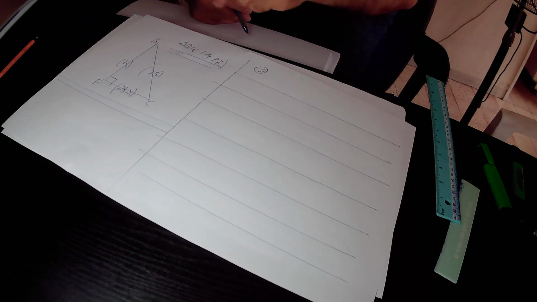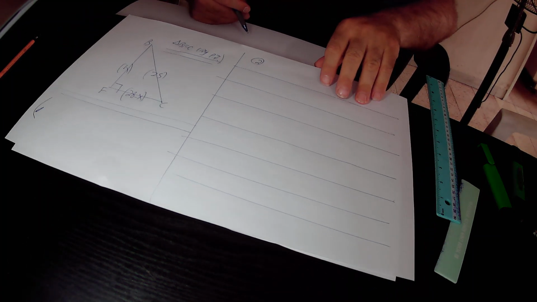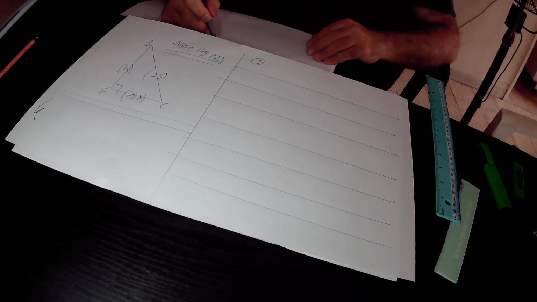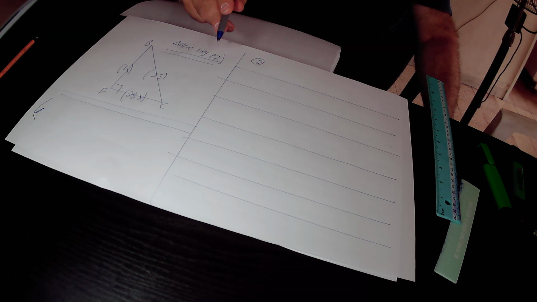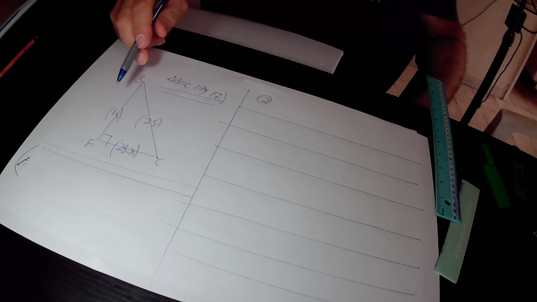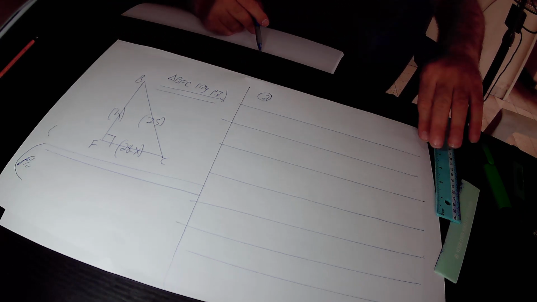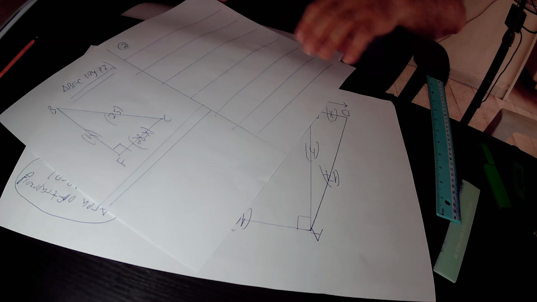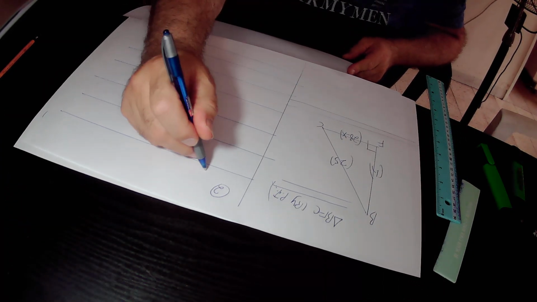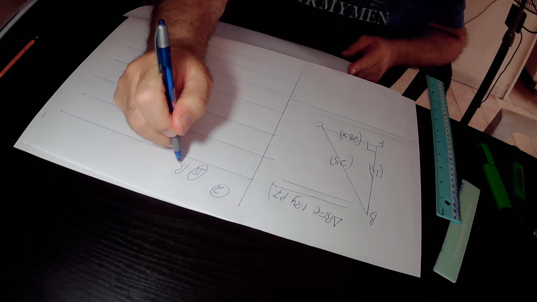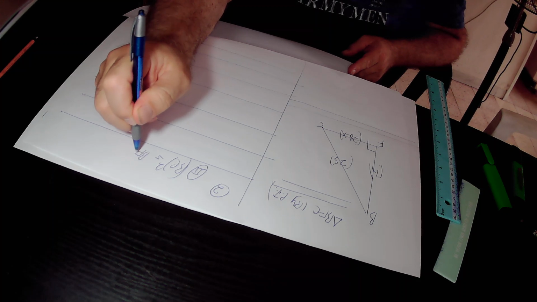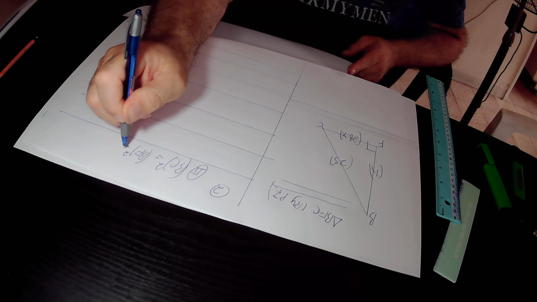So actually, this is the right triangle BFC that I copied from the original drawing. According to the Pythagoras theorem, in this right triangle BFC, BC squared, that is the square of the hypotenuse, is equal to BF squared plus FC squared. So I write it down. This will be equation 2. BC squared is equal to BF squared plus FC squared.